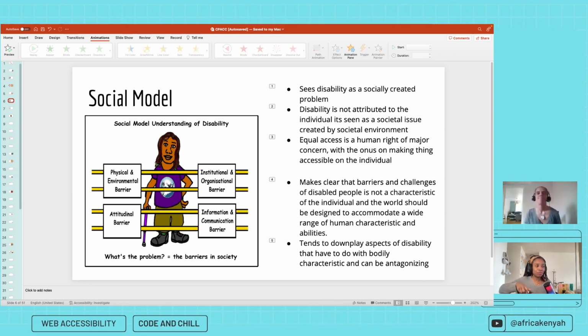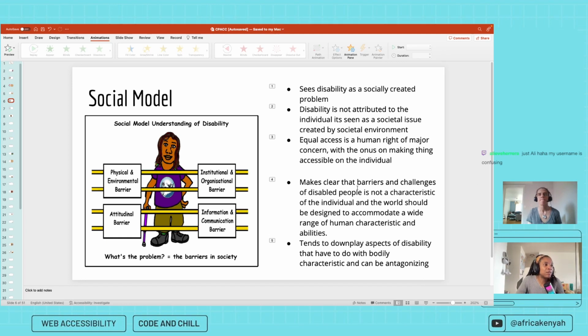Social model. I like the social model. I'm with it. The social model sees disability as a socially created problem. So the disability is not attributed to just the person, it's also a societal issue, right? We're all here together, trying to figure out how to make it work together. It's all about equal access as a human right, and the onus of making that happen is on all of us, not just one person.